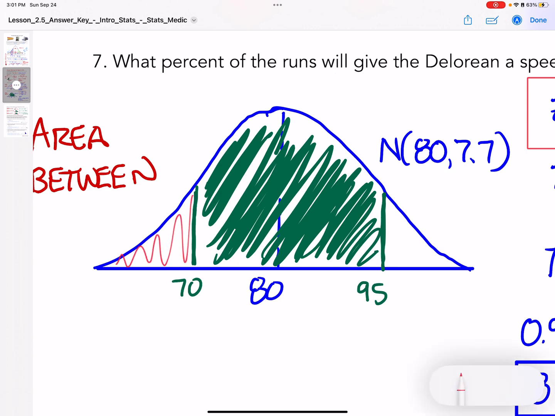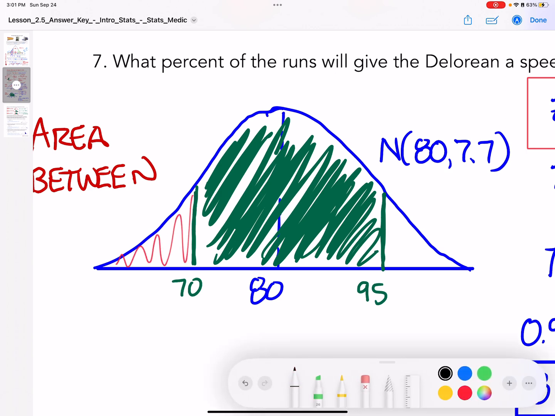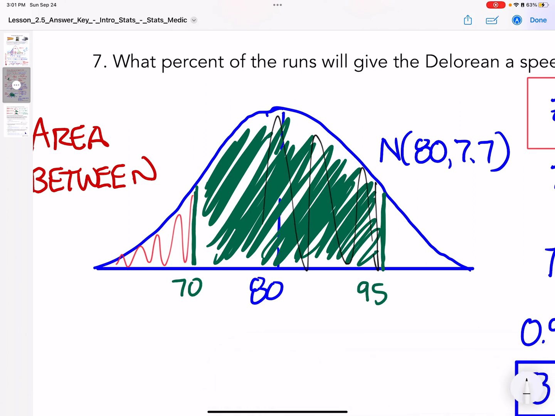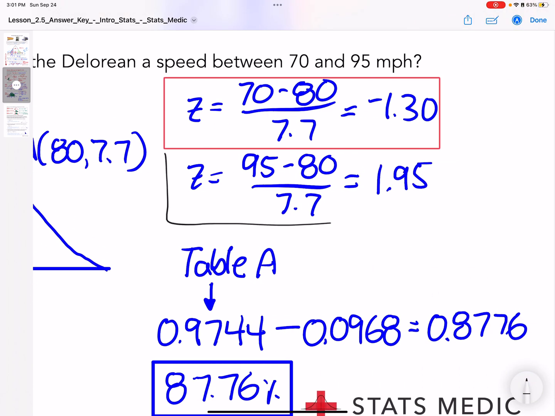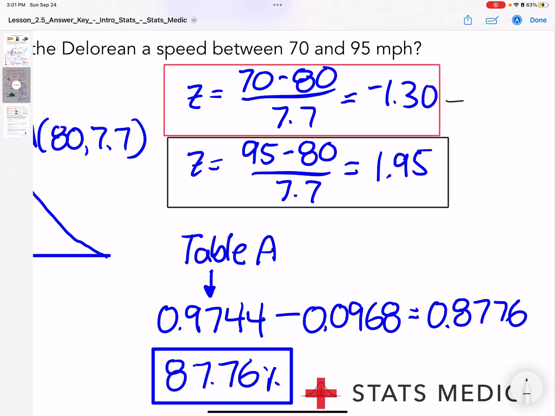And then you're going to have to find the z-score of the second one, because that gives me this area. But as you see, I don't want both of them. I don't want this overlapping area. So that's why I'm going to find the z-score of the first one, the z-score of the second one. Look up negative 1.3 in the table, and that's where I'm going to get 0.0968. Look up 1.95 in the table, and that's where I'm going to get 0.9744.